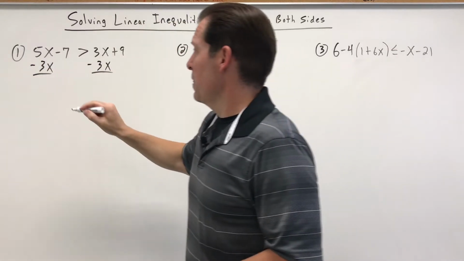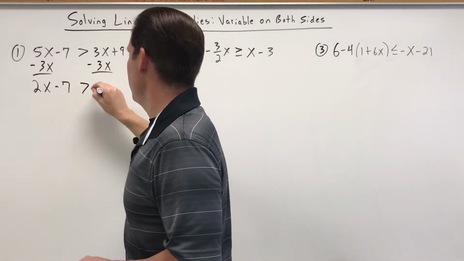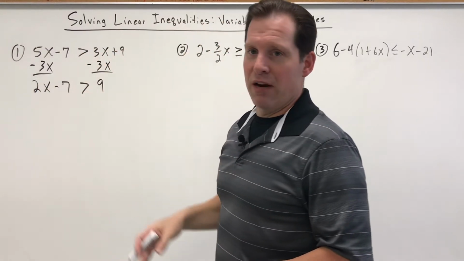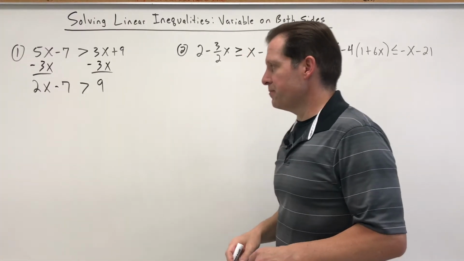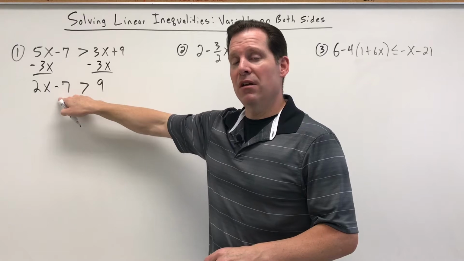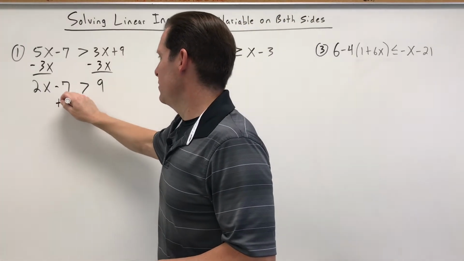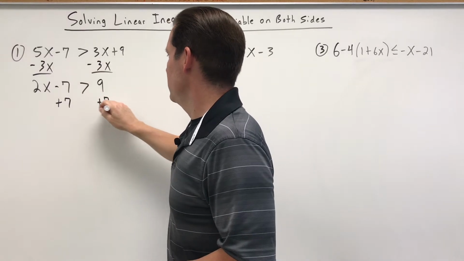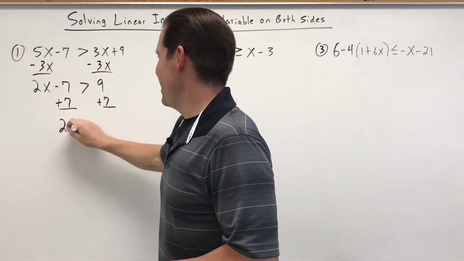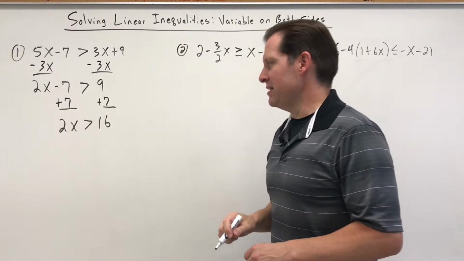So when we do that, we get 2x minus 7 is greater than 9. Again, make sure you line everything up, keep it all neat and organized. So now at this point, we want to get rid of the minus 7. In order to get rid of minus 7, we do the inverse. We're going to add 7. So that gives us 2x is greater than 16.